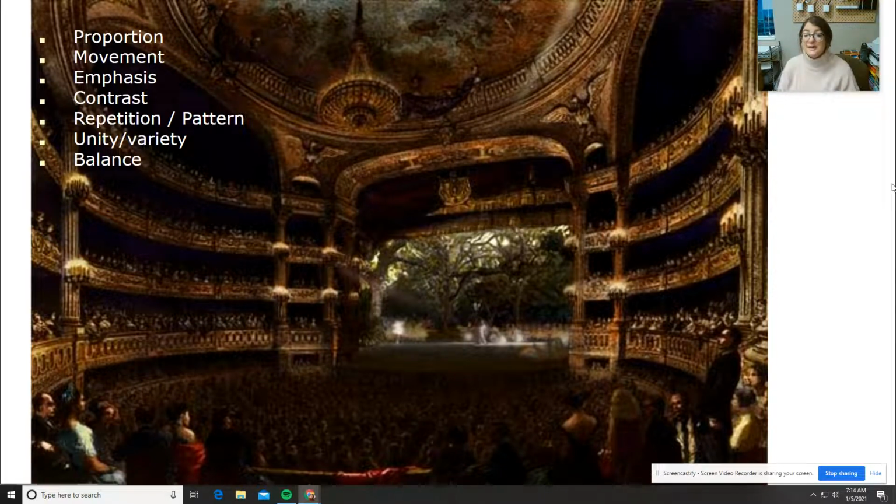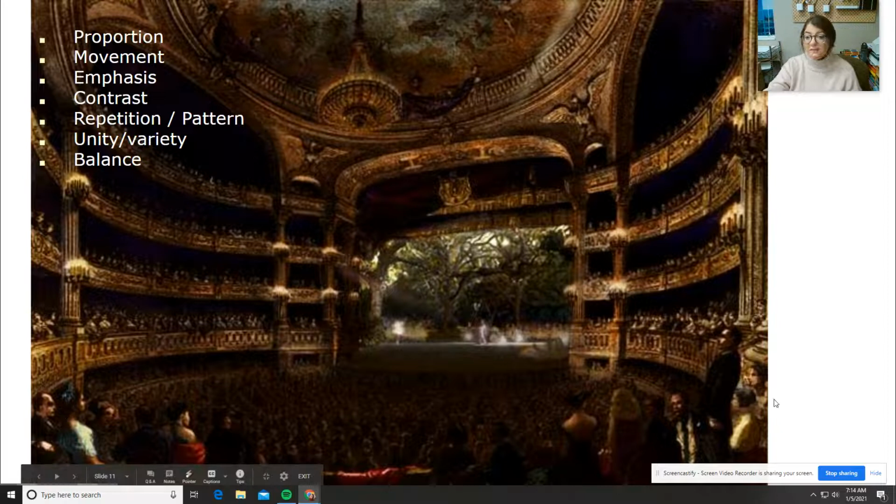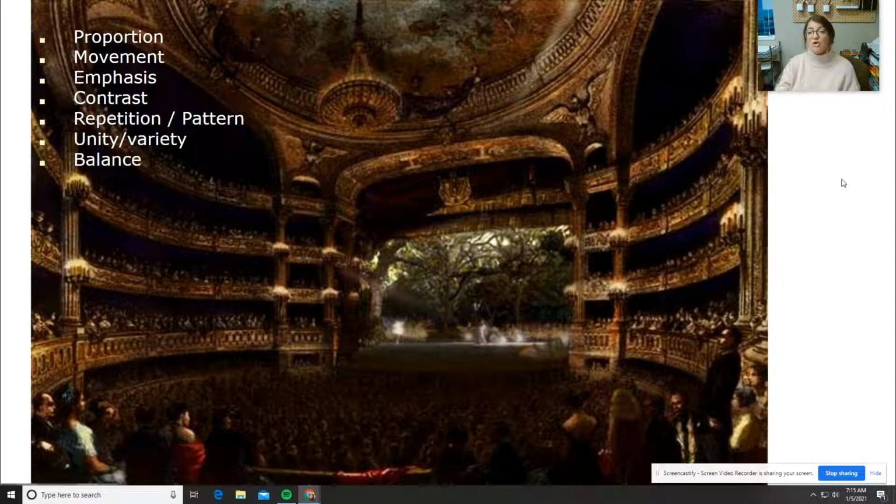Unity and variety. It's united, but things are still very different from person to person. That is a really good example of all of the people. If you look over here, they're all dressed differently. They are all very different people, but they are united in their stylistic and also their figure drawing as well. Balance. This has an asymmetrical look to it.